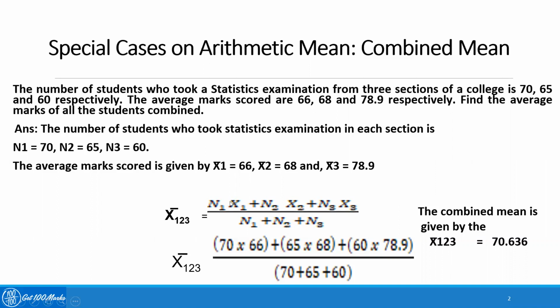Average marks obtained by the first section is 66, by the second section 68, and the third section average is 78.9. So if we multiply 70 into 66 plus 65 into 68 plus 60 into 78.9, divided by the number of cases for each section, so 70 plus 65 plus 60, we'll get the combined mean as 70.636. So this is the average marks of the entire class.